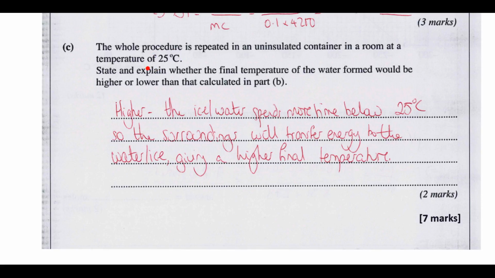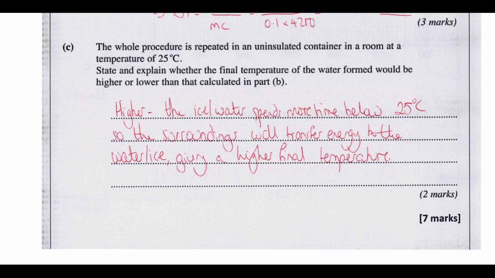So for most of the time, the system was colder than the surroundings. And if that's the case, that means heat will be transferred from the surroundings to the ice water system, which means it's actually going to warm up faster, because essentially we're transferring more energy than we'd expect. So at the end of the time, we'd actually expect to have a higher final temperature.